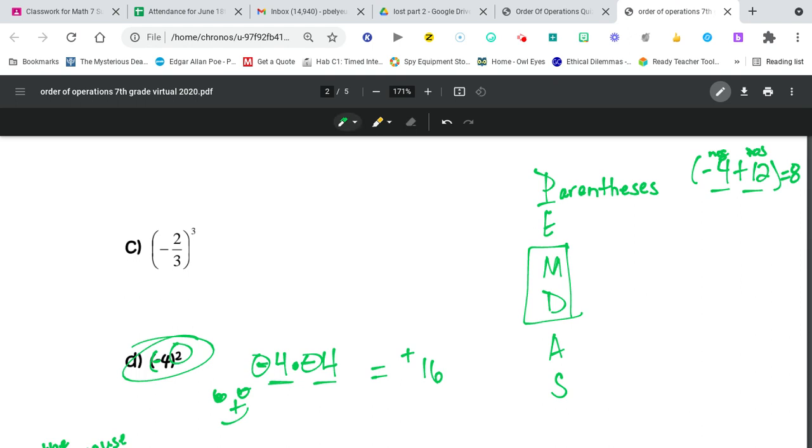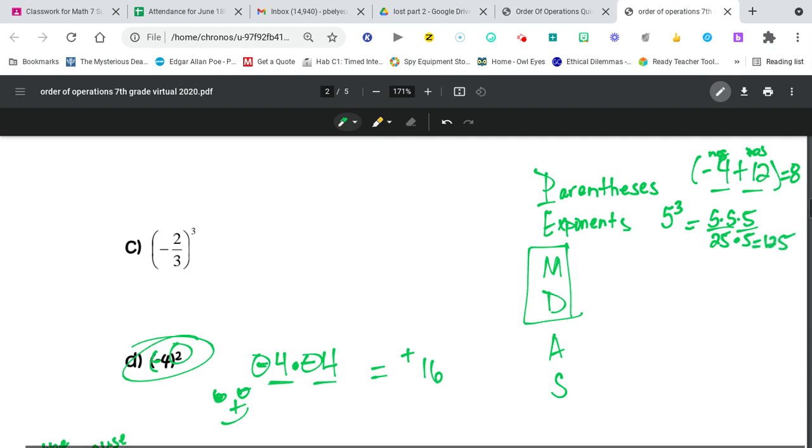All right, and E stands for exponents. So if you see something that looks like this, you've got to multiply it out. That's something with an exponent. So it's 5 times 5 times 5. And 5 times 5 is 25. Times that 5, we get 125. I just think about 5 quarters make $1.25. All right, so we got that.